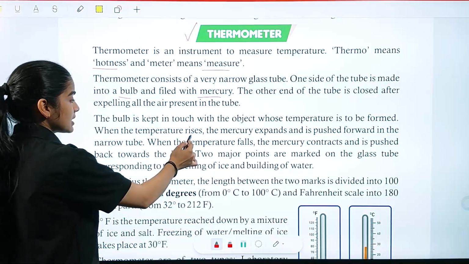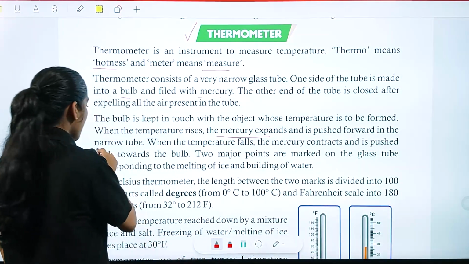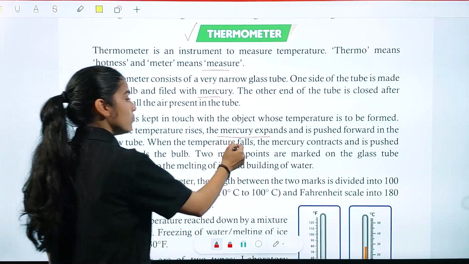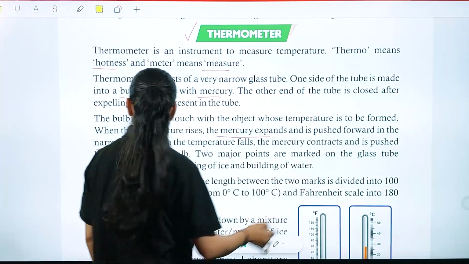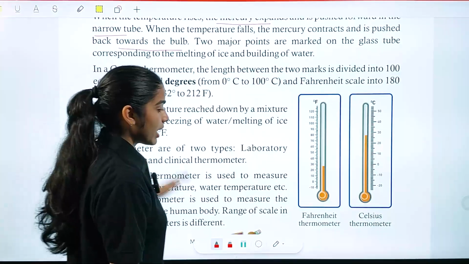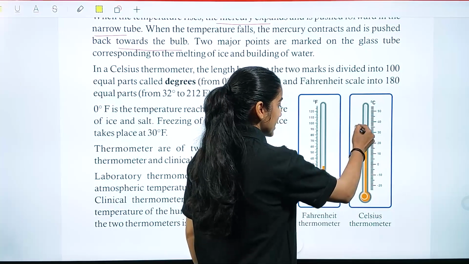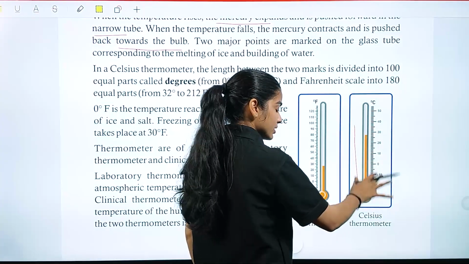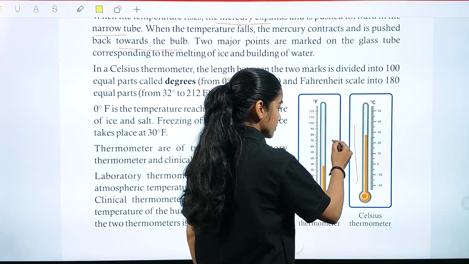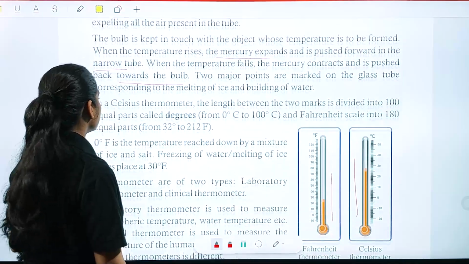When the temperature rises, the mercury expands and is pushed forward in the narrow tube. When the temperature falls, the mercury contracts and is pushed back towards the bulb. So when the temperature increases, the mercury will rise, and when the temperature decreases, the mercury will decrease. Okay students, I hope this is clear to you.